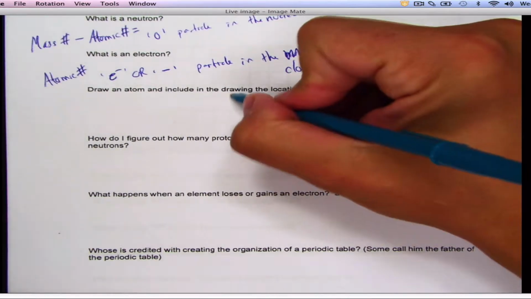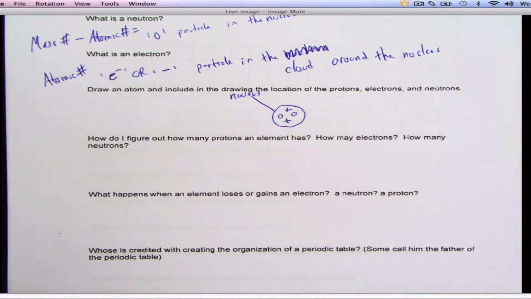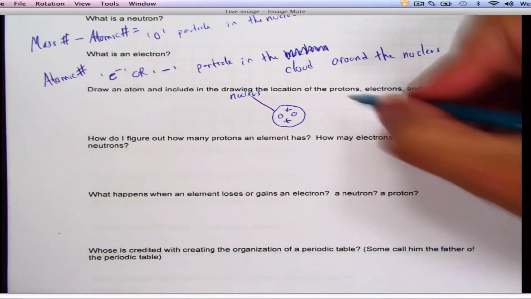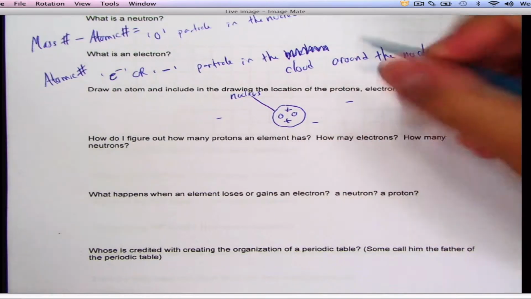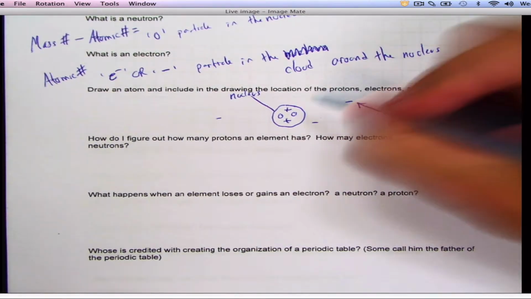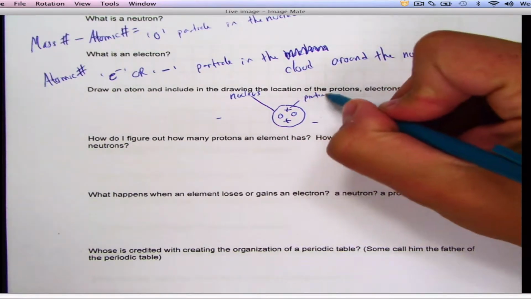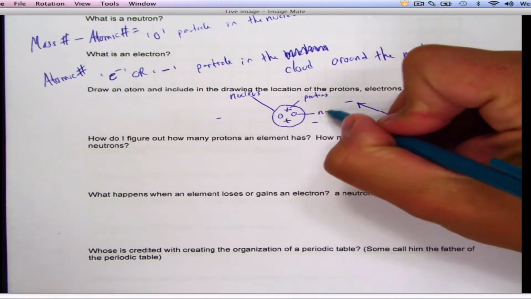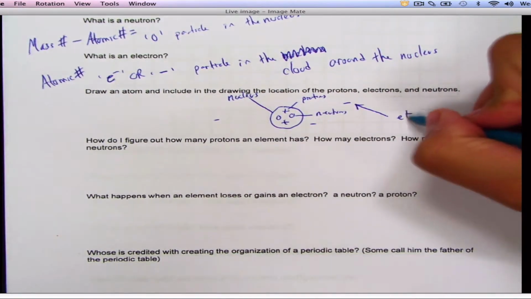All right, so we'll go nucleus there. That's my nucleus. All right, they're all kind of held together. And then flying around this nucleus are different electrons. So these are my electrons. And these are my protons. And these are my neutrons. And then these are my electrons here.